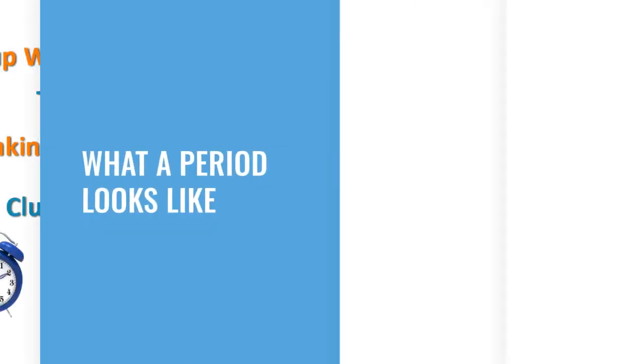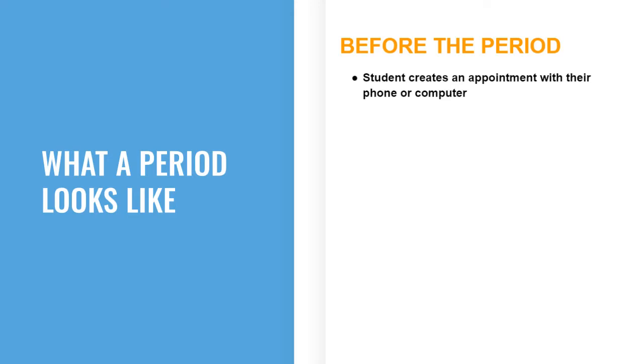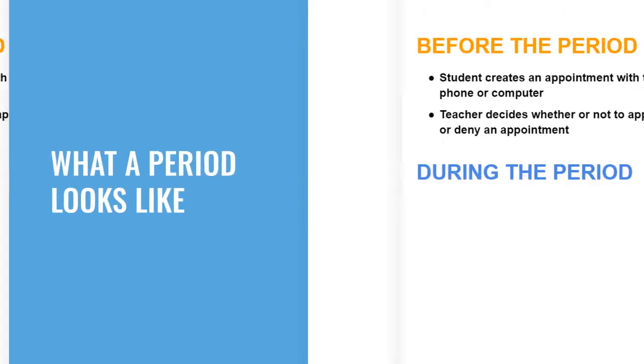So if you're curious about what a period looks like and how tutorial works, these are the steps. Before the period even starts, a student needs to create an appointment. They need to use either their phone or their computer in order to do so. They need to pick which teacher they want to make an appointment with, and it's up to the teacher to decide whether or not to approve or deny an appointment.